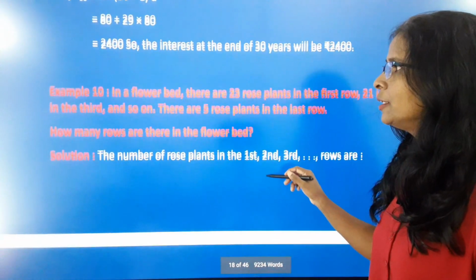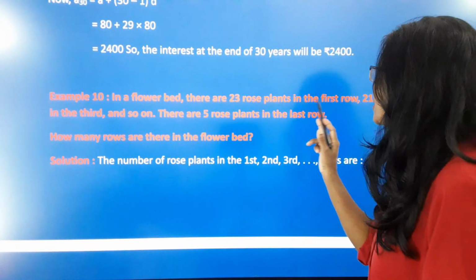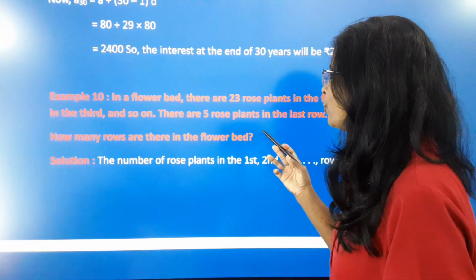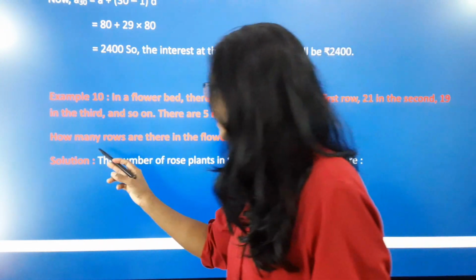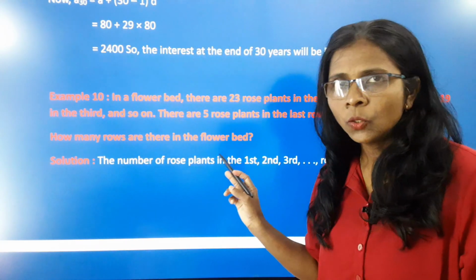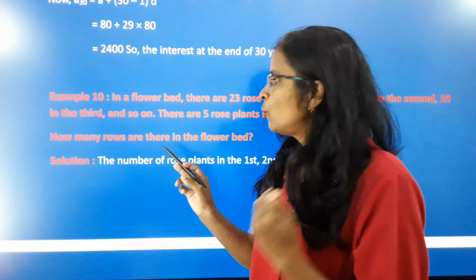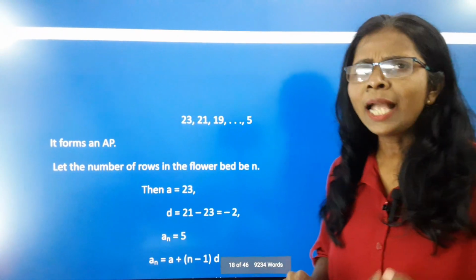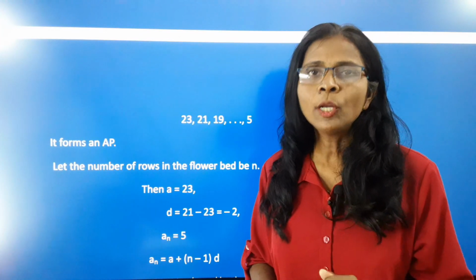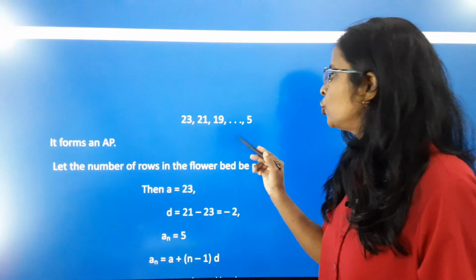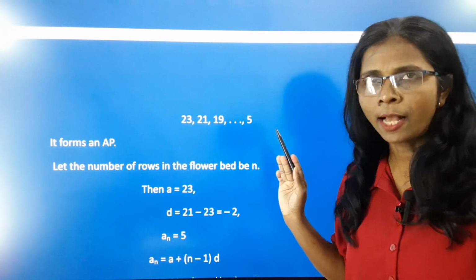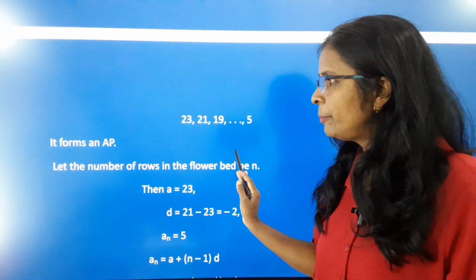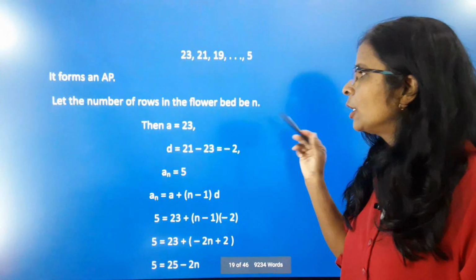Now see the next example. In a flower bed, there are 23 rose plants in the first row, 21 in the second, 19 in the third and so on. And there are 5 rose plants in the last row. How many rows are there in the flower bed? As per the given example, we get the list of numbers as 23, 21, 19, and so on, up to 5, because 5 is the last term. Now the common difference between two terms is minus 2, so it is in AP. So now we can find the number of rows in the flower bed.